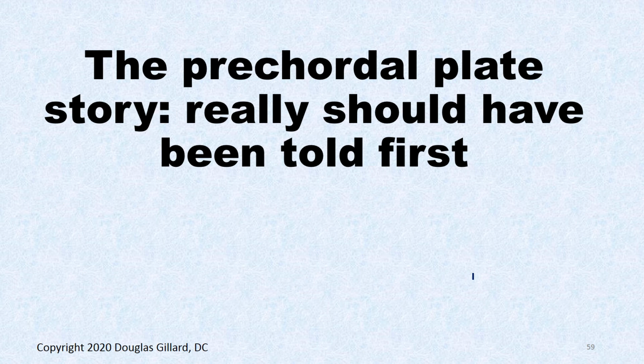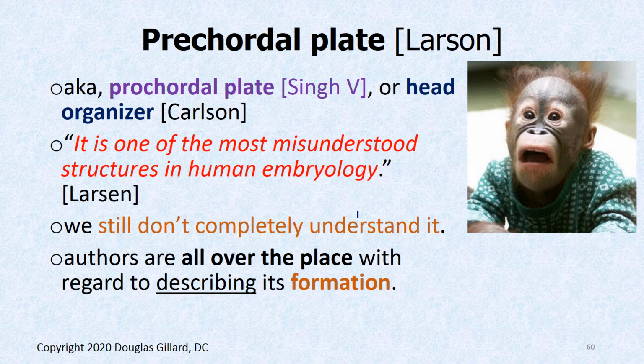All right, let's talk about some more stuff, because have we really finished gastrulation? There's some more stuff that forms during the process of gastrulation, so we need to back up again. We have to talk about the prechordal plate. Larsen says this is one of the most misunderstood structures in human embryology. Prechordal plate, or head organizer, Carlson calls it. Singh, an Indian author, also discusses it. And we still don't understand the deal with this thing. So authors are all over the place.